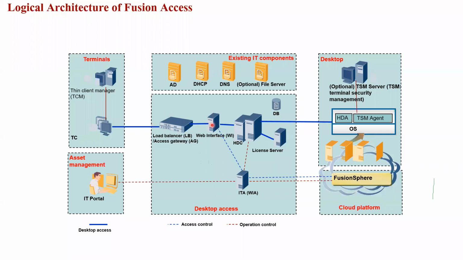Okay, so once it's verified, the request goes to the HDC, Huawei desktop controller. It will communicate to the ITA, and it will check the license, whether the virtual desktop has the required license. And the HDC, Huawei desktop controller, will communicate to the thin client service manager agent, okay, to the FusionSphere layer. Okay, this is the flow, or this is the logical architecture of the FusionAccess. There are three layers: the desktop access layer, the access control layer, and the operation control layer.